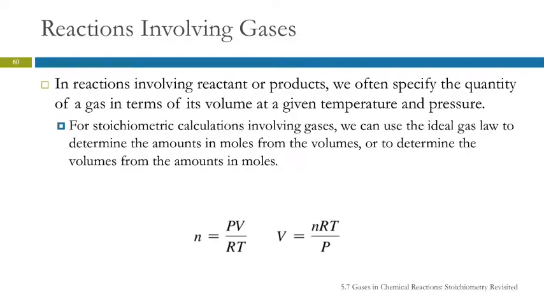Okay, reactions involving gases. If we have gases as reactants or products in a chemical equation or chemical reaction, we're usually going to specify the quantity in terms of a volume at a specific temperature and pressure instead of as a mass, or a concentration in moles per liter. So we can use the ideal gas law to figure out the amount of gas in moles.